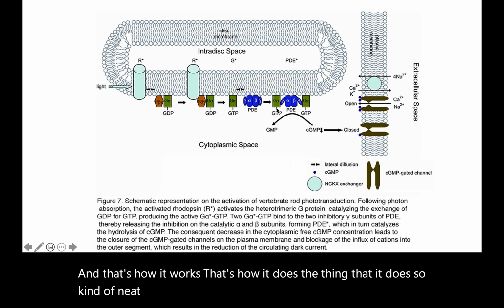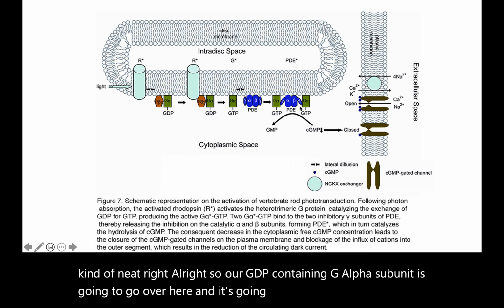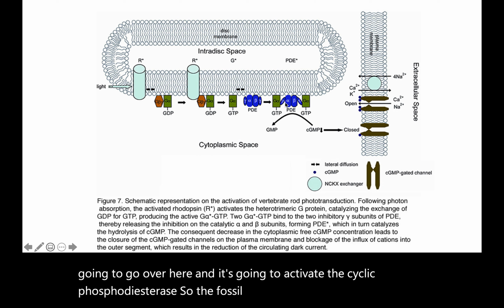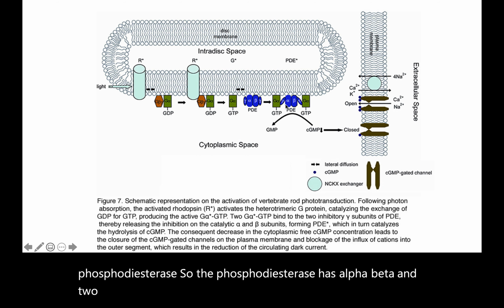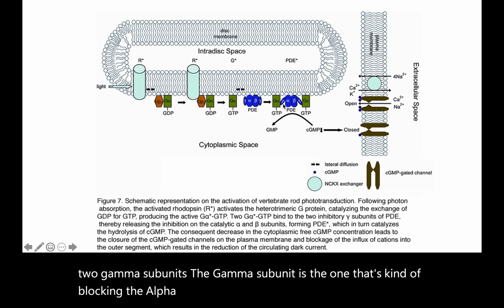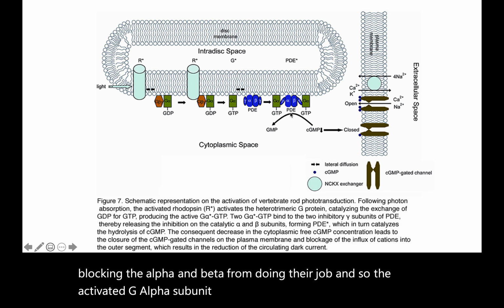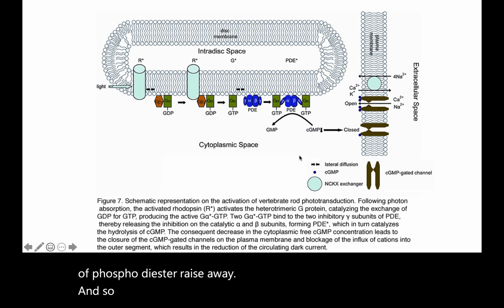All right. So our GTP containing G alpha subunit is going to go over here and it's going to activate the cyclic phosphodiesterase. So the phosphodiesterase has alpha, beta, and 2 gamma subunits. The gamma subunit is the one that's kind of blocking the alpha and beta from doing their job. And so the activated G alpha subunit just pulls the gamma subunit of phosphodiesterase away. And so now phosphodiesterase is going to be active.